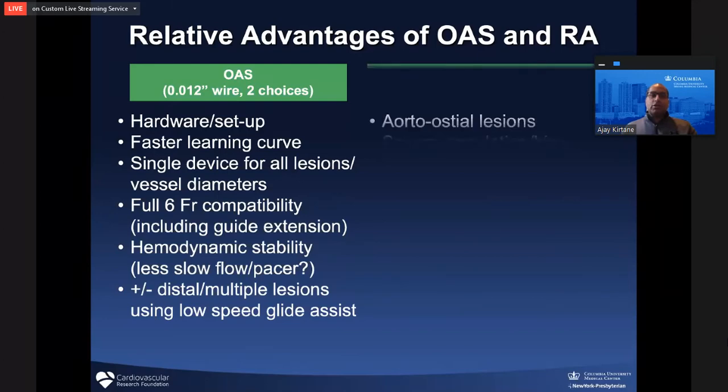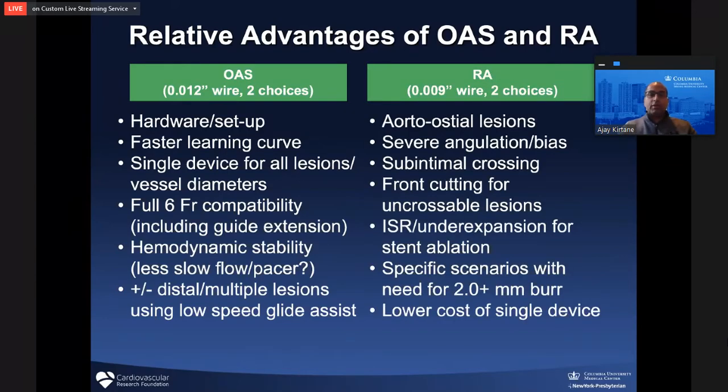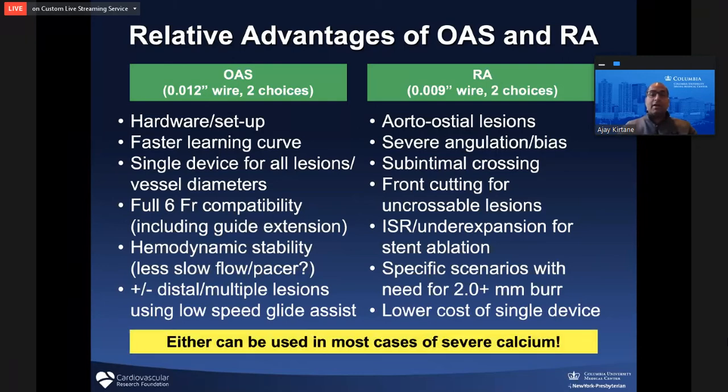So in this slide, I'll just put this up there because I know you're not that familiar with orbital, but I would say that there are strengths and benefits of each. Rota definitely has advantages, orbital has other advantages. And so the idea for me is that if you have both, then you can actually pick and choose which one you're going to use based upon the specific case. It's also important to know, though, that either can be used in most cases of severe calcification.